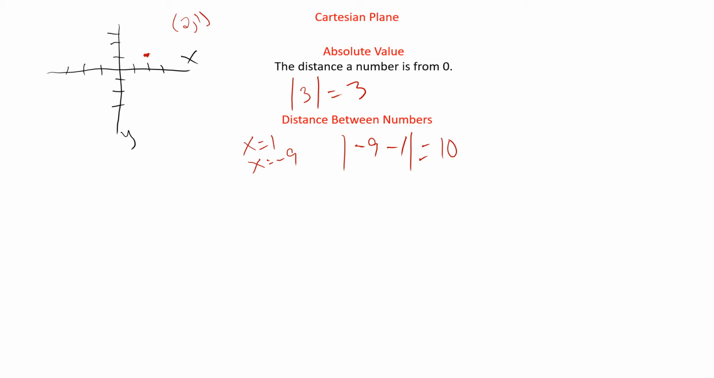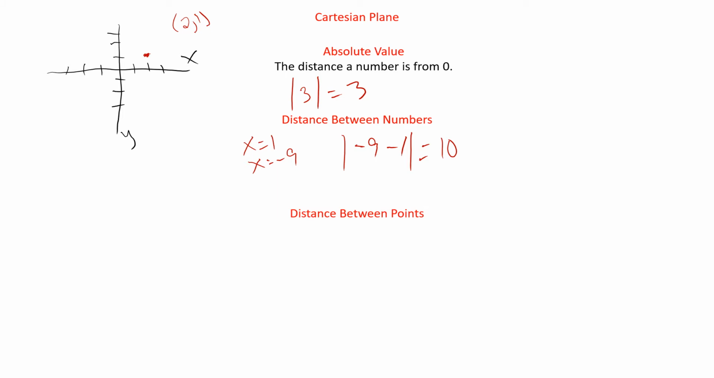Same thing if you had the distance from 5 to 7. It's just 7 minus 5 is 2. The distance is 2. You could have gone 5 minus 7 is -2. Absolute value, you still have 2. So distance between numbers, all you're doing is subtracting them and then finding the absolute value.